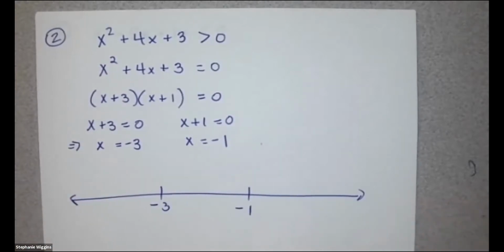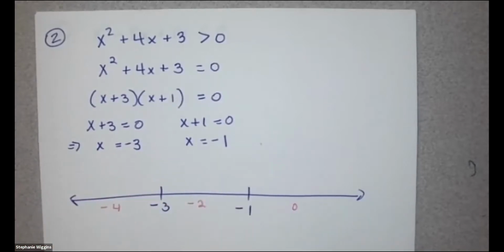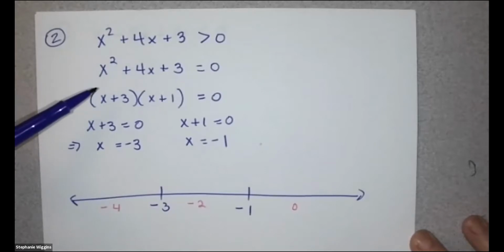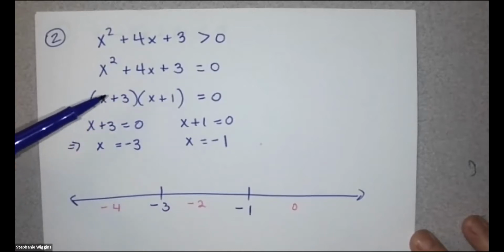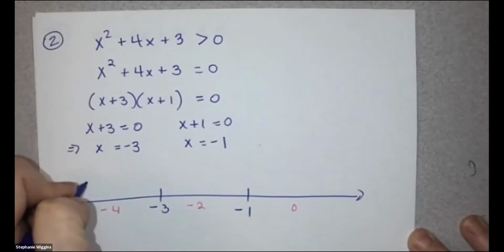And then I want to pick points within the intervals to test the interval to see if it's positive or negative. So I pick -4, -2, 0. Doesn't matter which points I pick, as long as they lie in the interval. So -4, I can plug it into either function. These two functions are the same, so I prefer this one here. -4 plus 3 is -1. -4 plus 1 is -3. I have a double negative, that's positive. A positive number greater than 0, that's true.